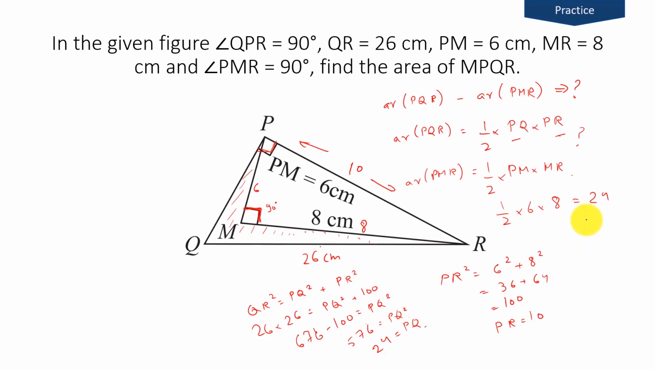So now we know PR and PQ also. Let's put that in that first formula. And half into 10 into 24. So this comes out to be 120. So 120 minus 24 is equal to 96. So using the Pythagoras theorem, we can find out the sides, and using the formula for area, that is half base into height, we can find out the areas. So these are the concepts related to triangles that we must remember.